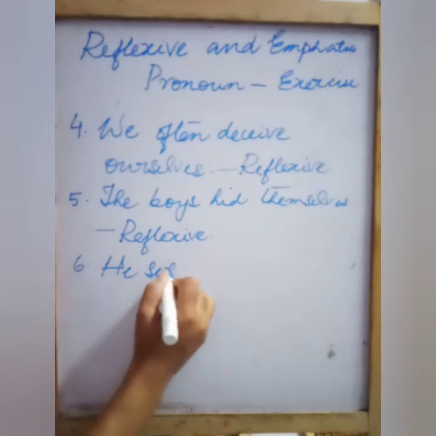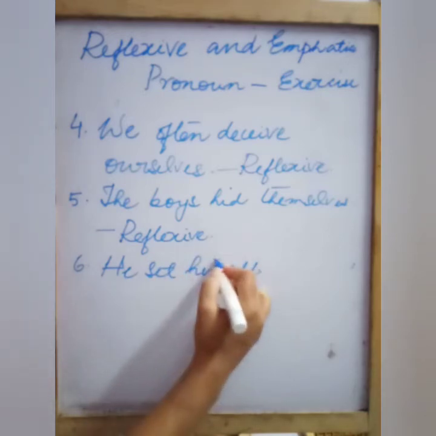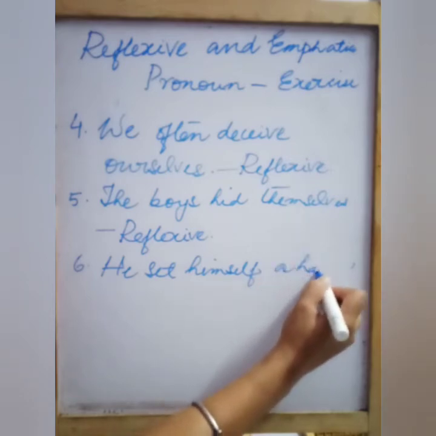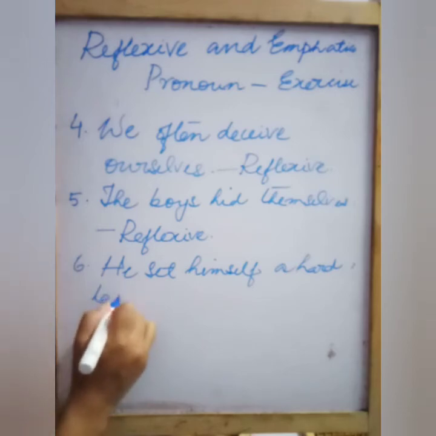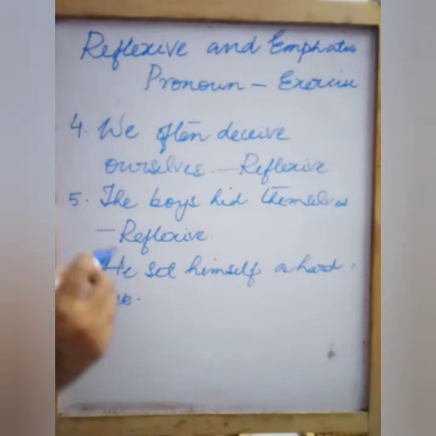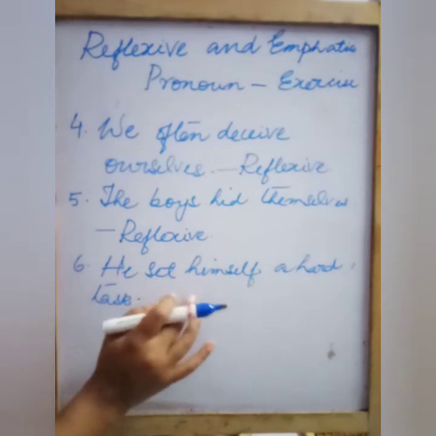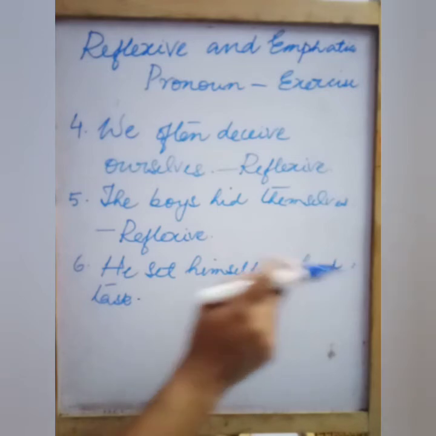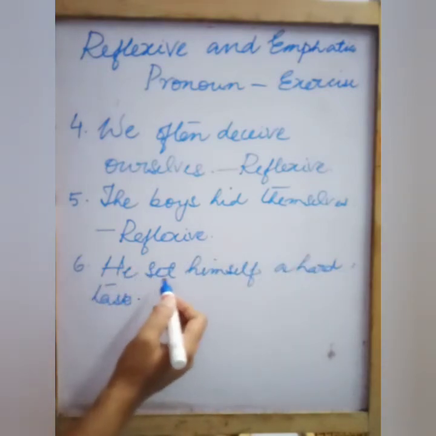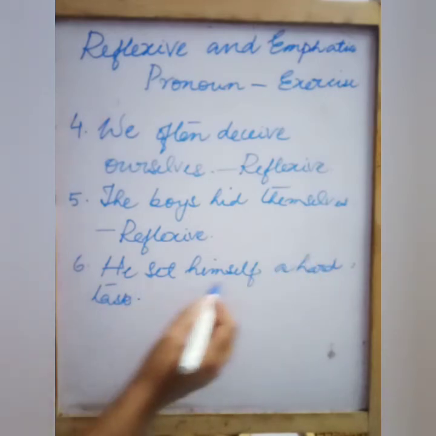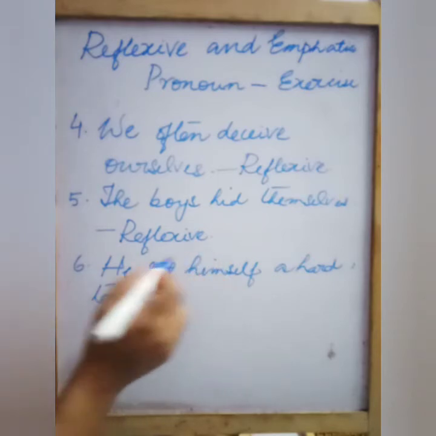He set himself a hard task. Okay, so let's see if we remove this pronoun himself and still if the sentence makes sense or not. He set a hard task. It makes sense, isn't it? Now here it is saying he set himself a hard task. But then which is the object here? The task, isn't it?